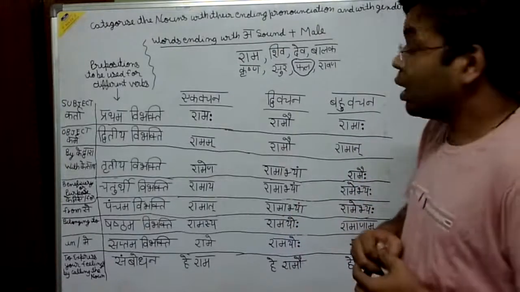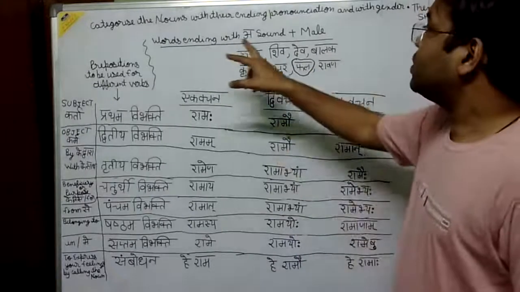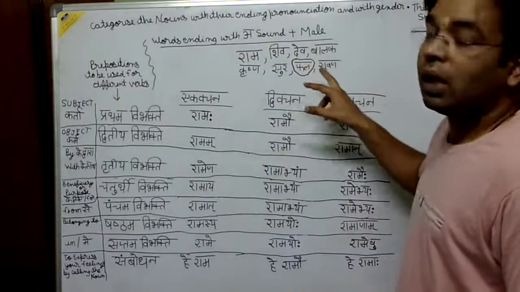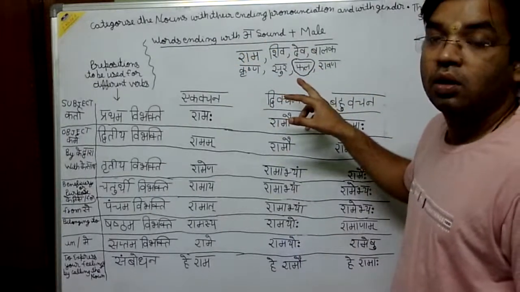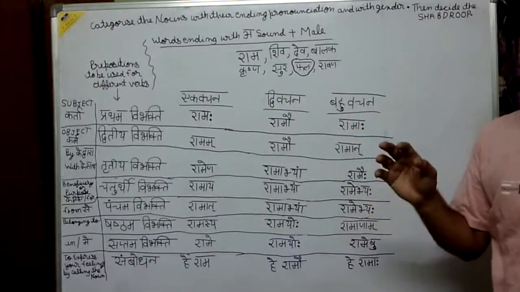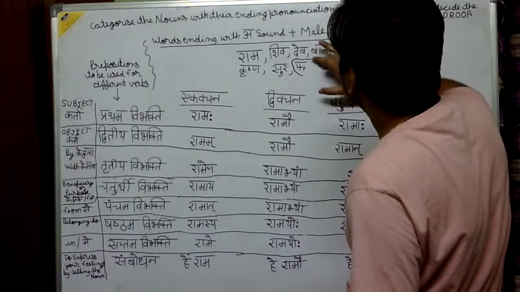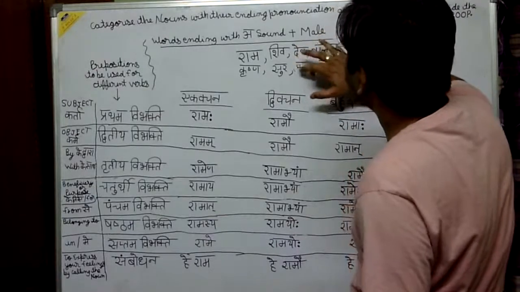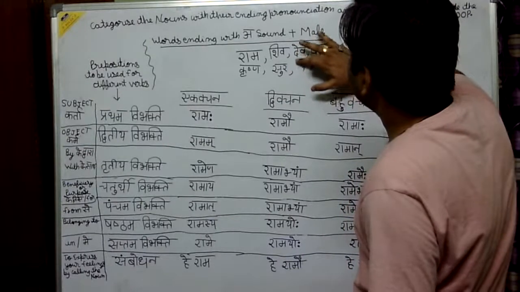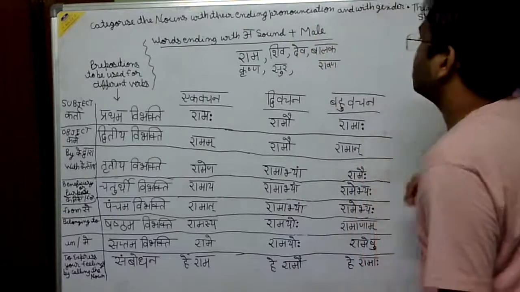Why so? Because though the word fal ends with a sound, it is not a male. Fal is not a male. So we will erase this thing from here. This is the mistake which I did yesterday.